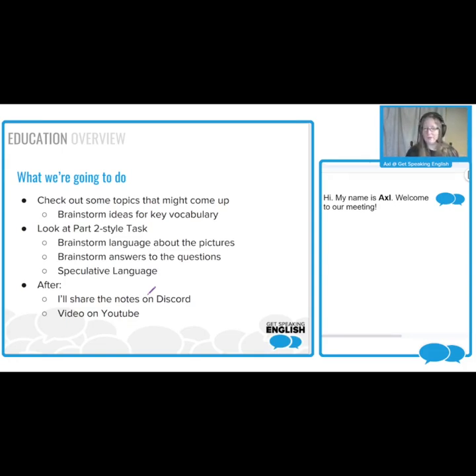Just a really quick overview of what we're going to do today. First, we're going to do a bit of a warm up. We're going to talk about some topics that might come up when we're talking about education, and brainstorm some ideas for those topics. Then we're going to look at a part two style task that you might see on the speaking paper. We're going to brainstorm some language for the pictures and how to talk about the questions, and today we're going to be focusing on learning some speculative language, because we want to be speculating during this part of the exam.